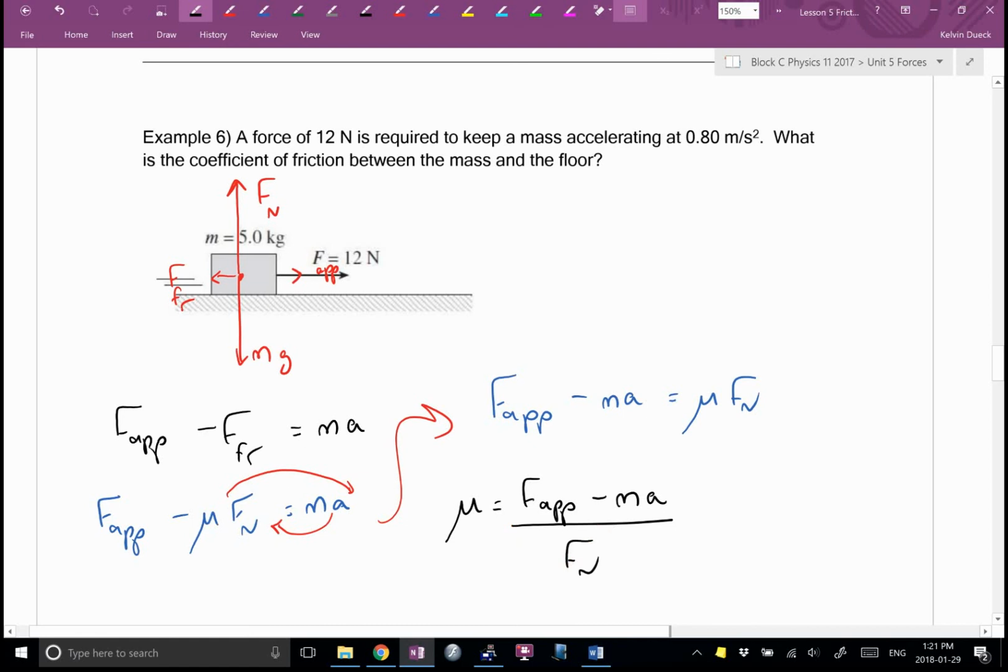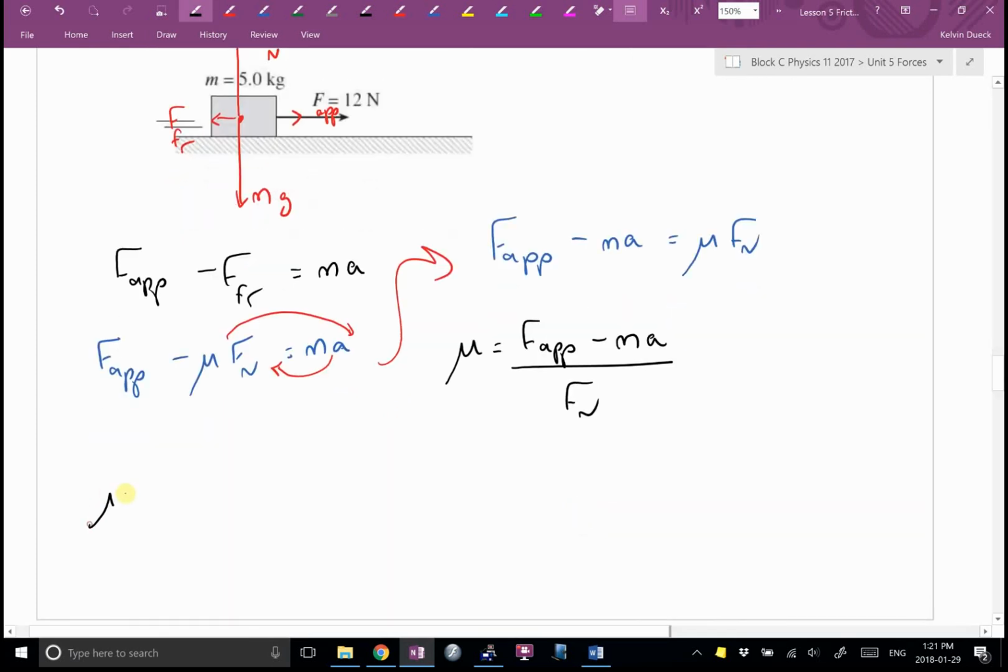Let's do our check. Do I know the applied force? 12. Do I know M? 5. Do I know A? 0.8. I don't know the normal force. Oh, but look, I know another force the same size as the normal force. And this is why I was so fussy earlier. I can't simply say mu equals mg. In this case, it is. Yes? So we get this. Mu is going to be the applied force minus ma, all divided by mg.